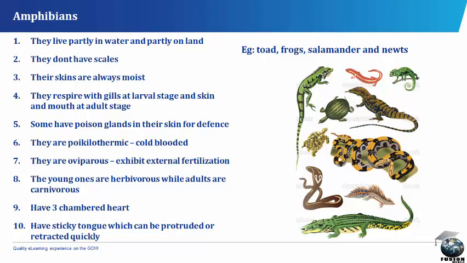They are oviparous. They exhibit external fertilization. The young ones are herbivorous while adults are carnivorous. They have 3-chambered heart. They have sticky tongue which can be protruded or retracted quickly. Examples of amphibians are toad, frogs, salamander, and newts.